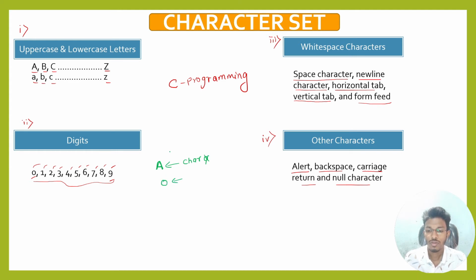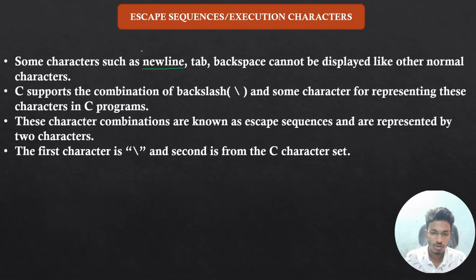In a similar manner, we have a new line. Suppose in line number 1 we are writing something, and the line ends here, or I want to write something in the next line. This is called the new line. We will start writing from the second line, so this becomes the new line. Similarly, tab: when you are writing something here and you want to jump from here to here, this is called tab.